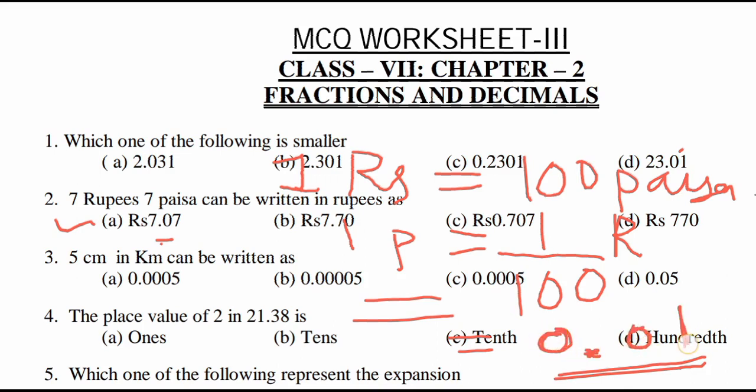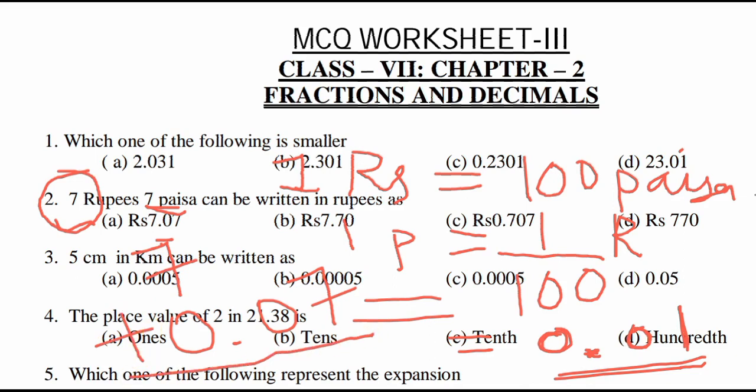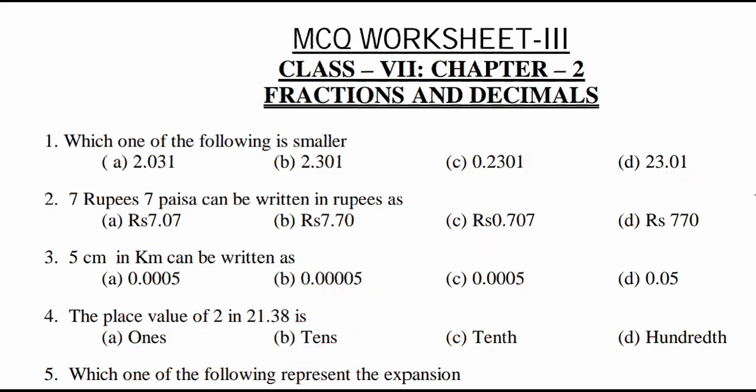So whenever you represent paisa in decimal form, you have to write 0.0, then whatever paisa you have. Here it is 7 paisa, right? So here we have to write 0.07, and here you have been given 7 rupees, so we write 7, then we add the paisa to this and we get 7.07. So the answer is A, 7.07.